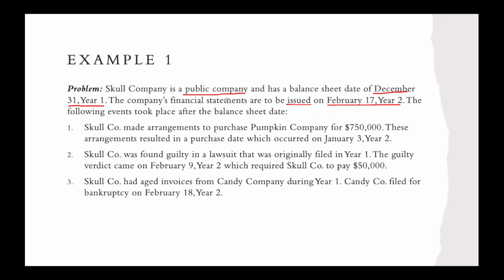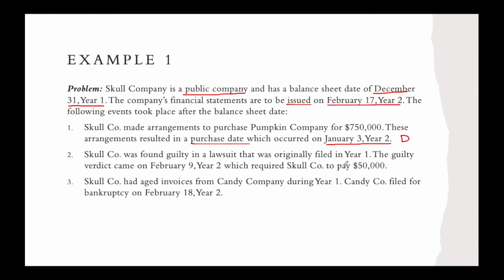So taking a look at the first one here, Skull Company made arrangements to purchase Pumpkin Company for $750,000. These arrangements resulted in a purchase date which occurred on January 3rd, year 2. Well, the purchase date occurred on January 3rd, year 2, which affects a condition that did not exist as of the balance sheet date, since January 3rd, year 2 is after the balance sheet date of December 31st, year 1. In turn, that would be a non-recognized subsequent event. Therefore, you would provide a disclosure only.